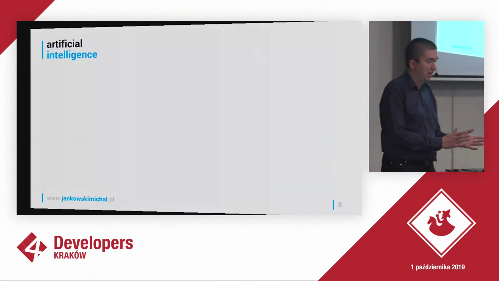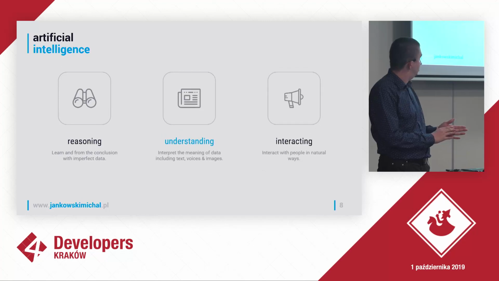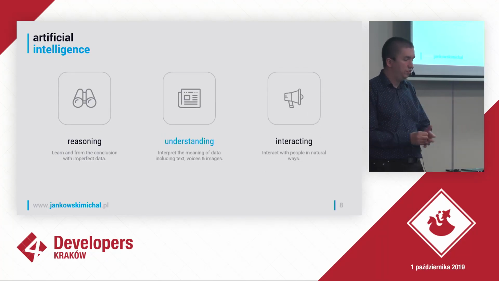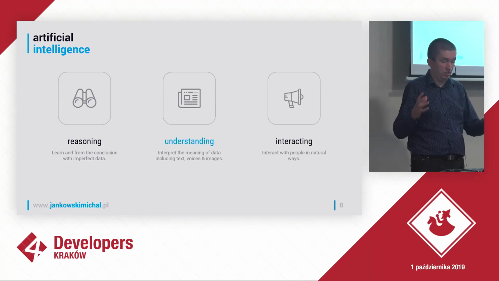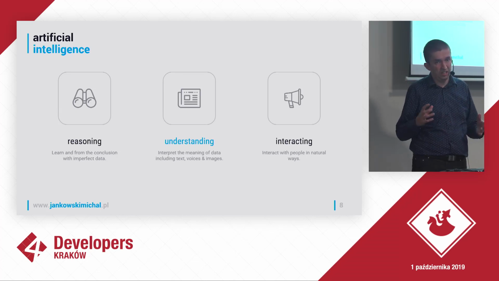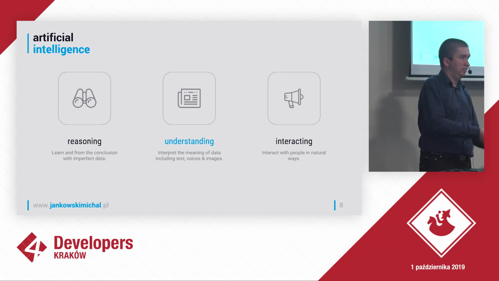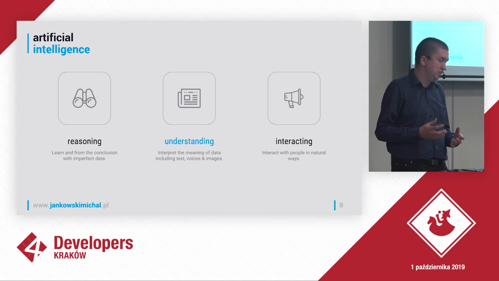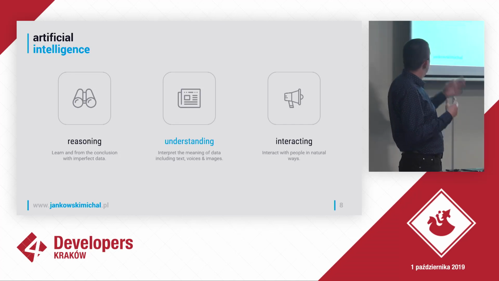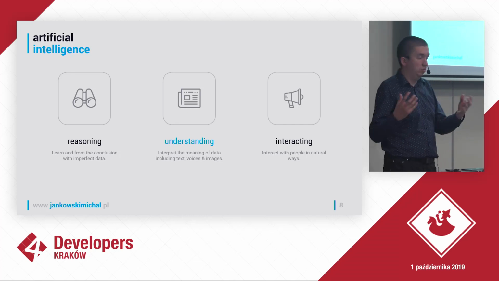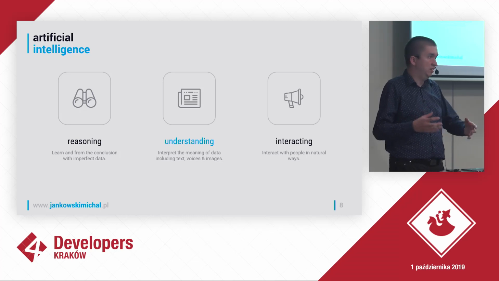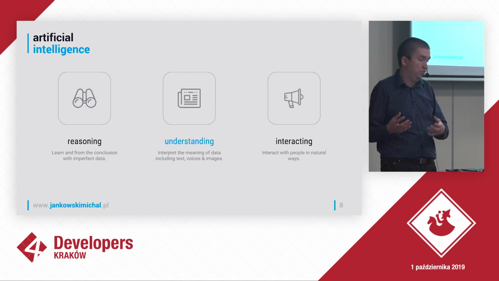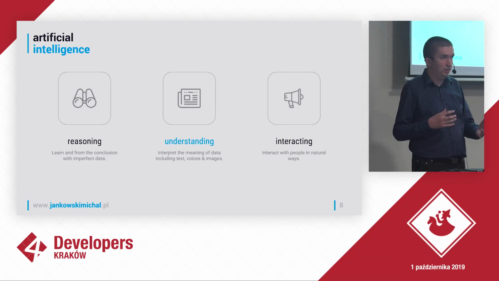So why? When I think about artificial intelligence, there are 3 things that we should consider in this topic. First, computers are trying to work like humans. In this case, reasoning: they're learning our algorithms, learning from imperfect data. Then they're understanding us: pictures, voice, images. And the last one, they're interacting.